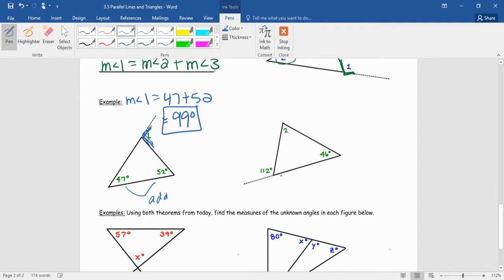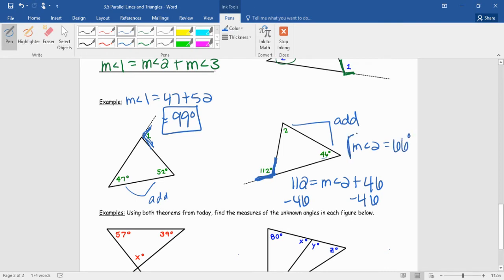Now, the same fact would be true over here. The exterior angle would be the same as the two remote interior angles added together. However, this time, the exterior angle is the 112. So we would say the 112 is the same as whatever the measure of angle 2 is, plus this 46. So then we need to subtract the 46. We're trying to find the measure of angle 2. So the measure of angle 2 will equal 112 minus 46, which is 66 degrees.